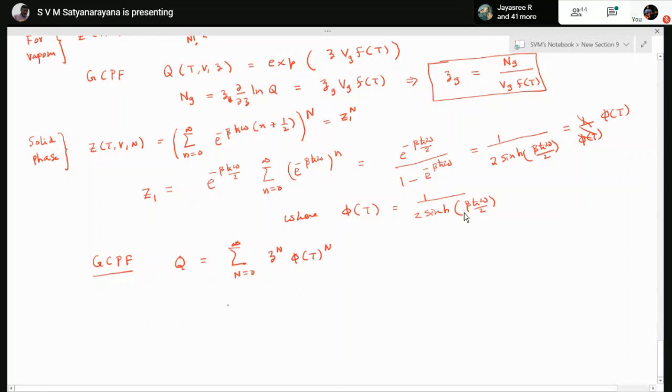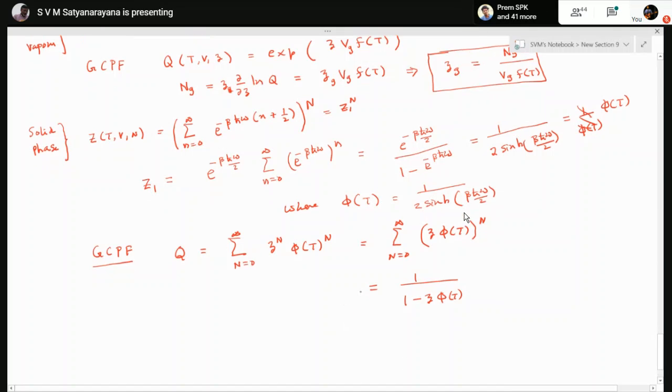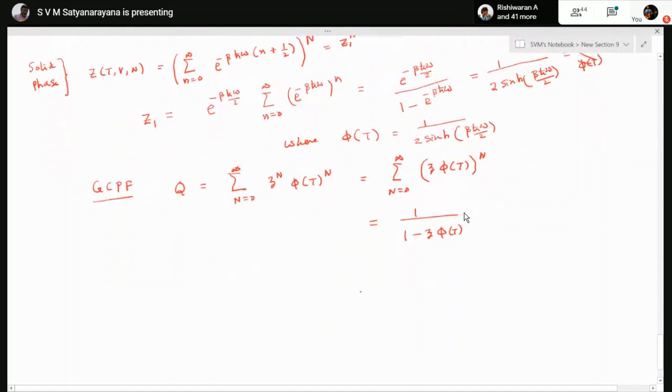That is equal to the sum over N equal to 0 to infinity of z into phi of T to the power N. So this is again a geometric series, and then you have 1 by 1 minus z into phi of T. So Q for the solid phase is given by 1 by (1 minus z into phi of T).